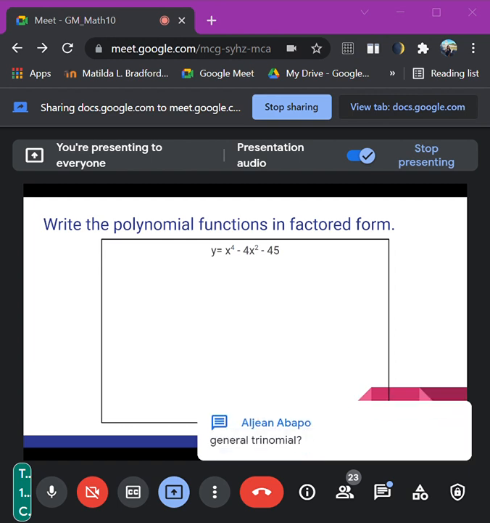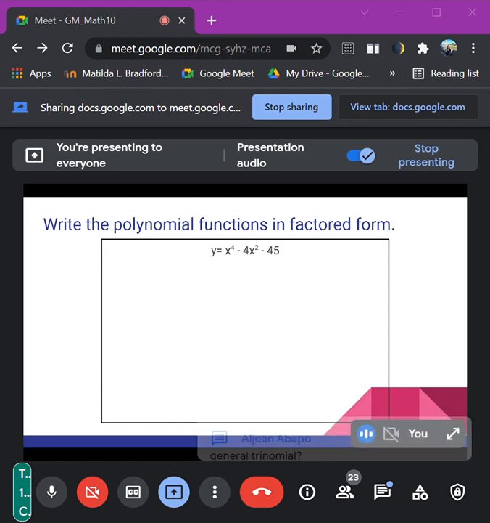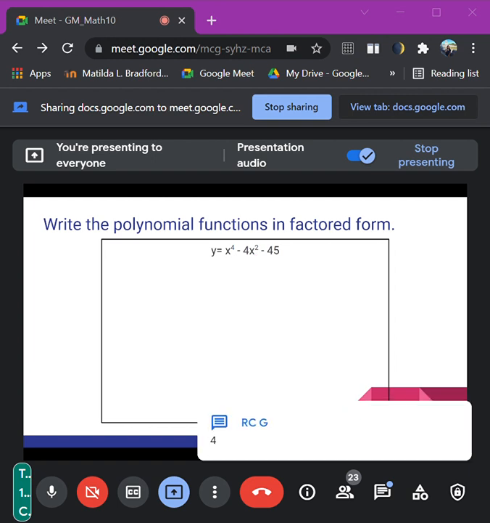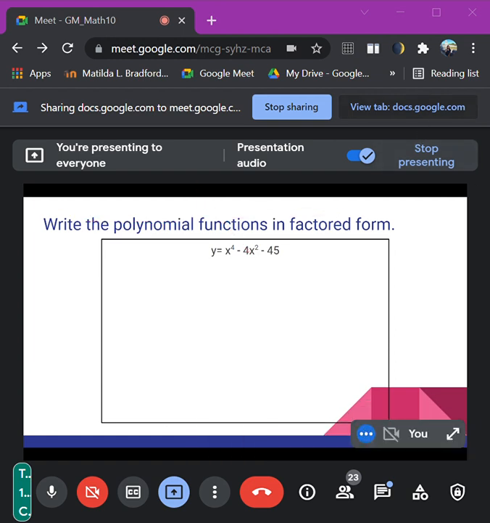Okay, very good. General trinomial. General trinomial siya, class, pero look at our highest exponent. Pwede ba siyang ma-apply? Ma-apply ba ni, Sir, ang difference of squares? Difference of squares? No. Kuan man siya, 45. Dili man perfect square ang 45.